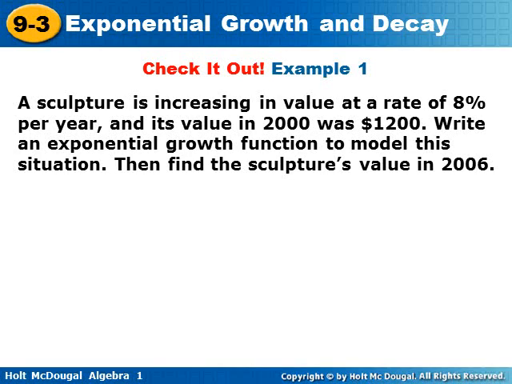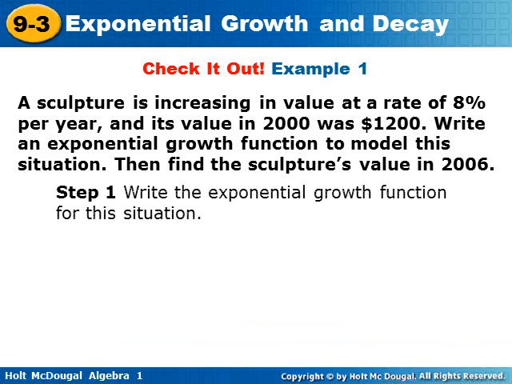A sculpture is increasing in value at a rate of 8% per year, and its value in 2000 was $1,200. Write an exponential growth function to model this situation, then find the sculpture's value in 2006, which would be 6 years later. So step 1, we're going to write the exponential growth function for the situation.